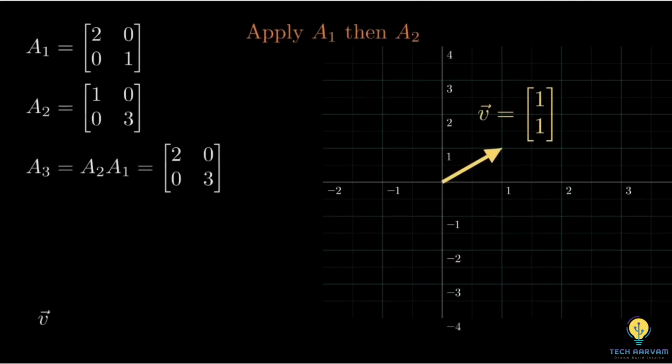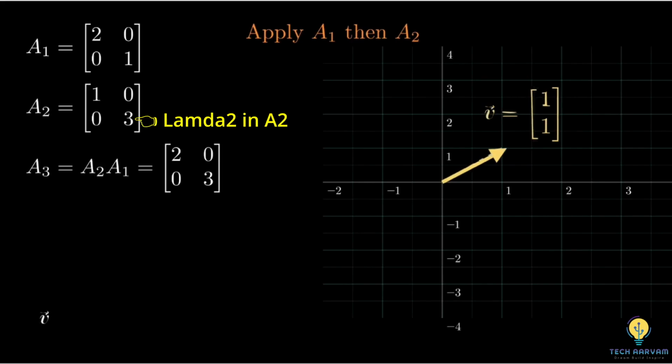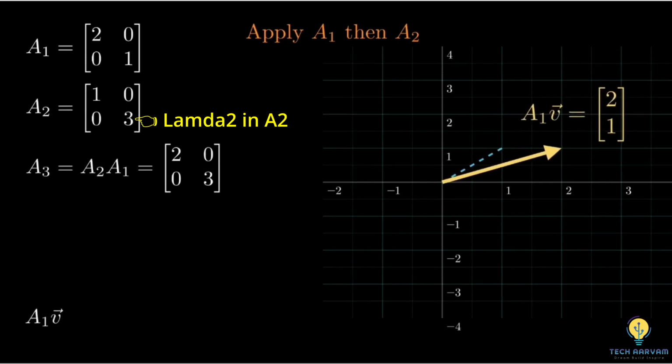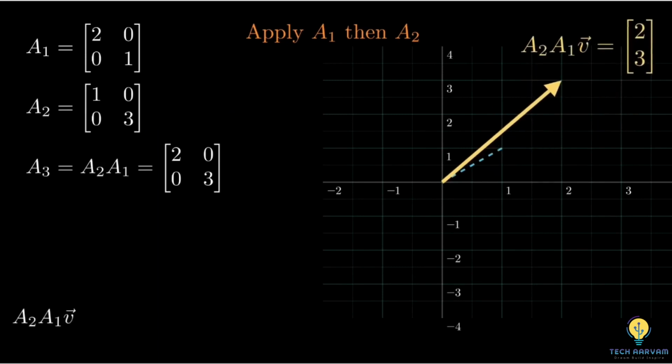We are taking the same vector 1, 1, but this time there are two matrices A1 and A2. A1 is the same matrix with lambda 1 = 2, which was stretching along the x direction. A2 has a lambda 2 = 3, which has an effect of stretching along the y direction. We are doing these steps separately first. A1 first, followed by A2. This got us 2, 3 as the vector.